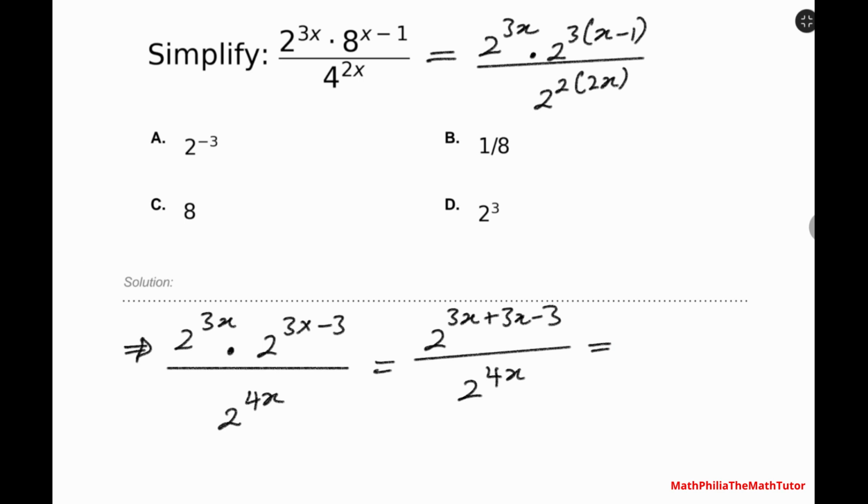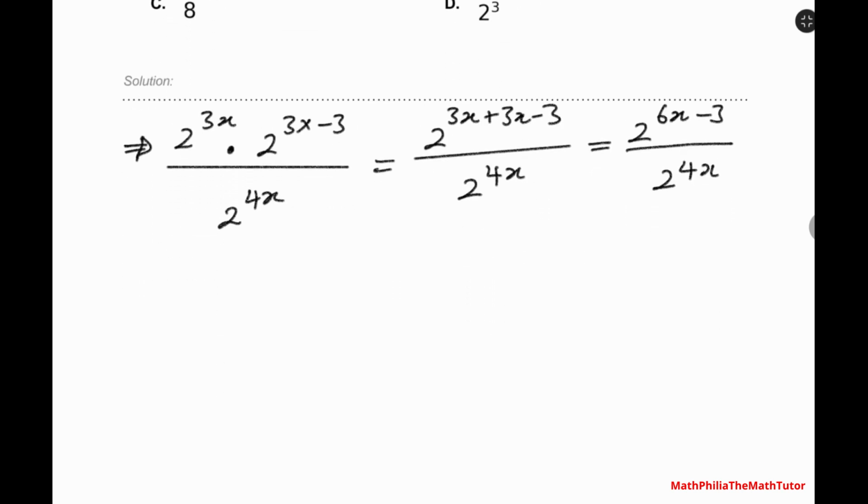This is the same as 3x plus 3x is 6x. So we have 2 raised to the power of 6x minus 3 divided by 2 raised to the power of 4x. Okay. Let's continue here again. I explained this property: when you have 2 bases that are the same, and they are being divided, what you can do is just maintain the base, that is 2, and then subtract the powers.